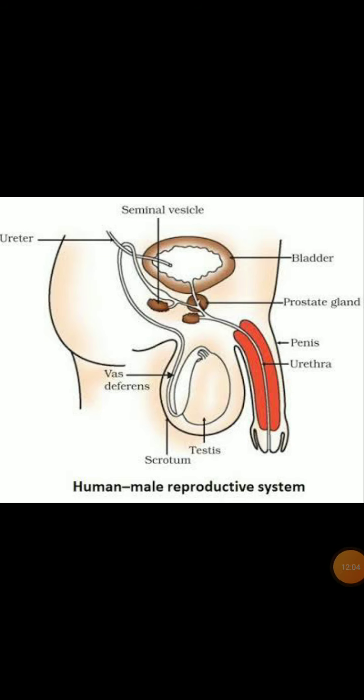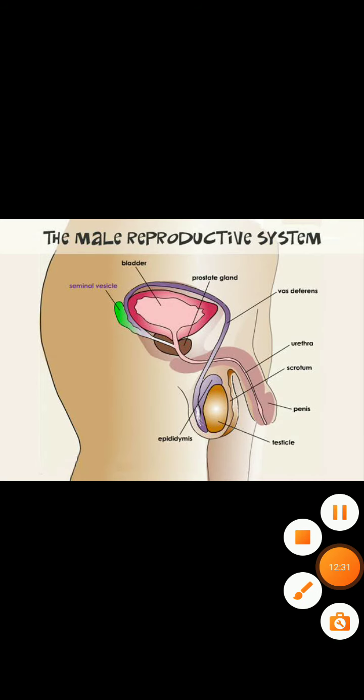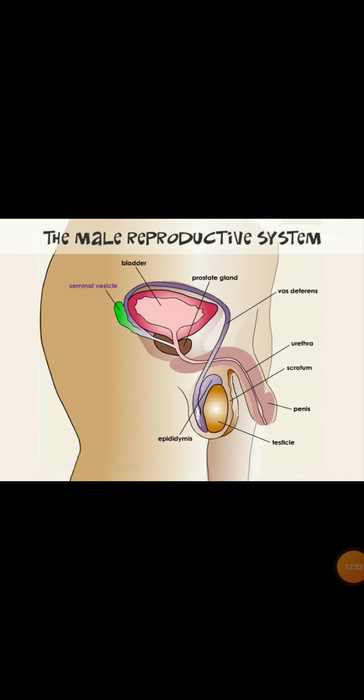Then we have vas deferens. The sperms formed are delivered through these ducts. Vas deferens are the ducts which unite with a tube coming from the urinary bladder. Then we have the urethra. What is it? It is a common passage for the sperms and urine.